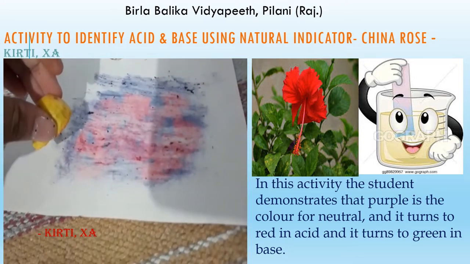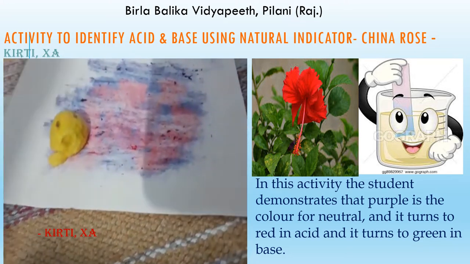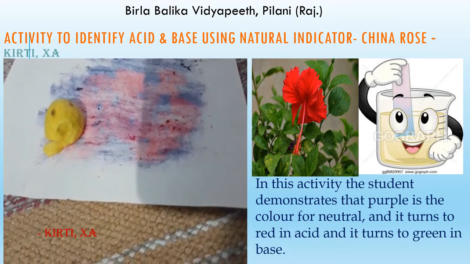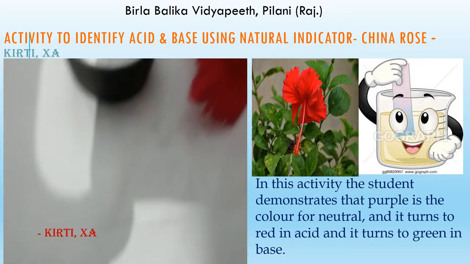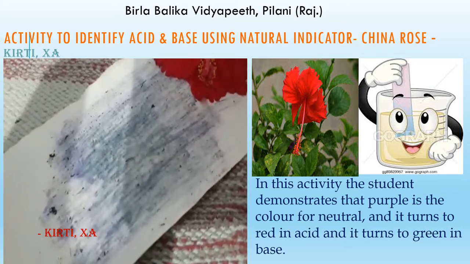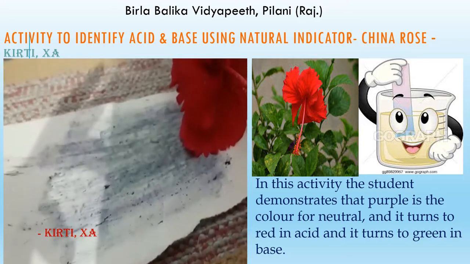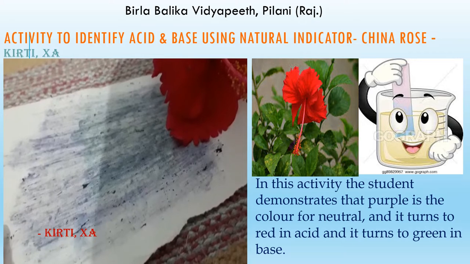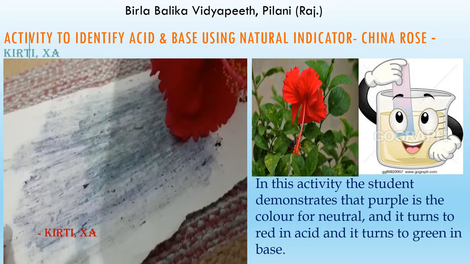This states that when an acid is added to the solution, its color changes from purple to pink. This indicates that the lemon is an acid. For the second experiment, you need a baking soda solution, a white paper and a china rose. Its color changes from purple to green. Green color indicates a base, and when a base is added to this natural solution, its color changes to green.